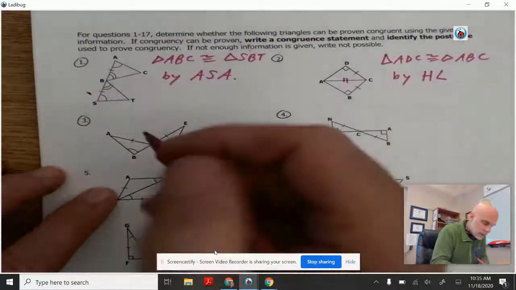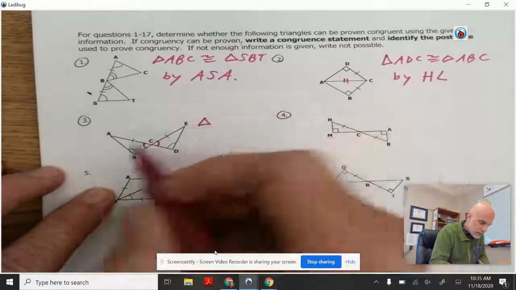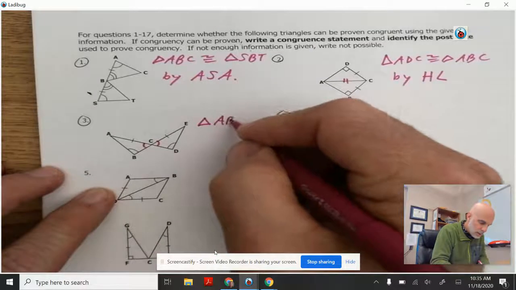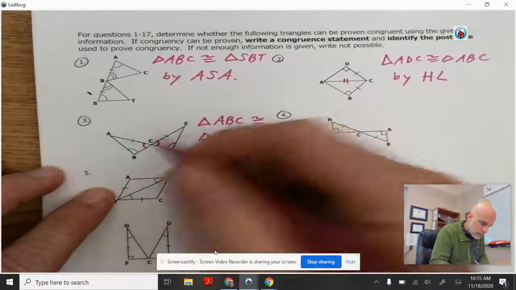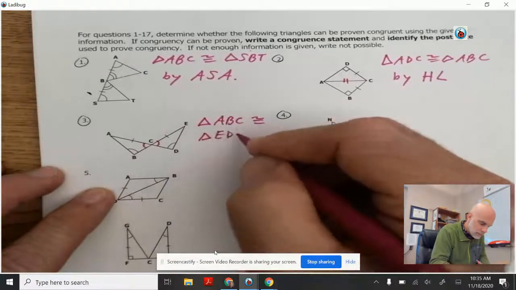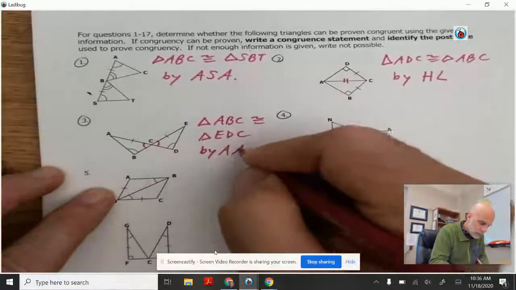This one, all right, we should always add vertical angles. Okay, so I already see it. Triangle ABC is congruent to triangle EDC by angle, side.